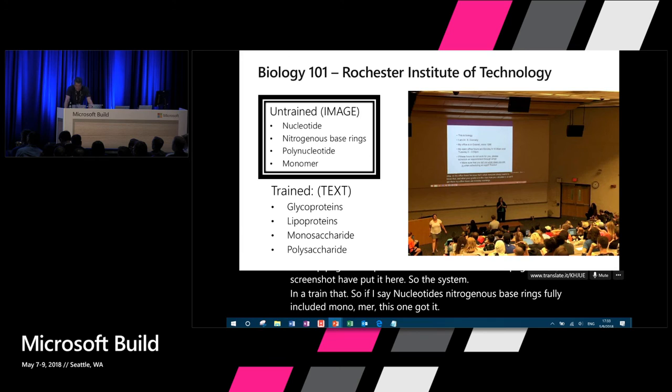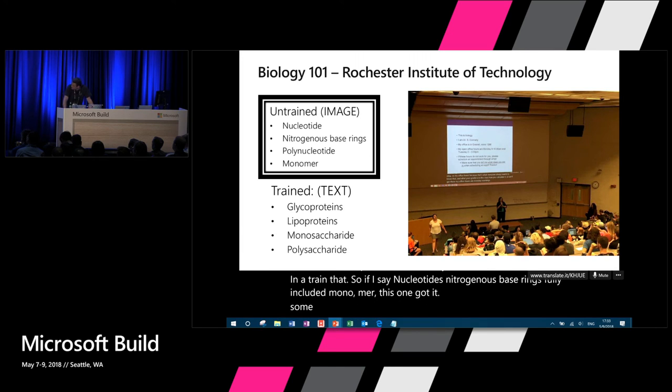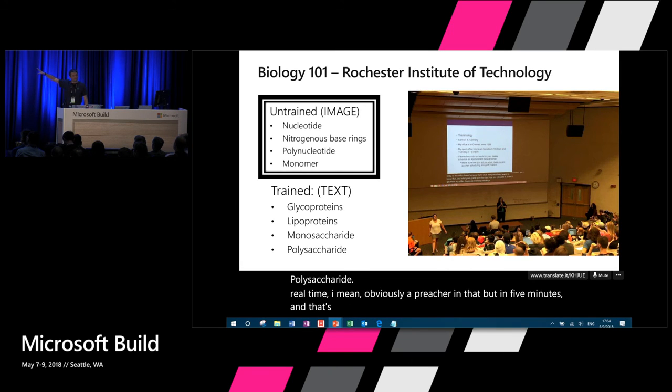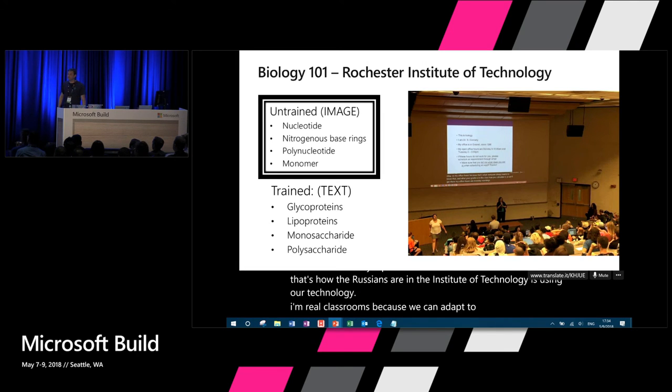It's not great. Now the trained text. Glycoproteins, lipoproteins, monosaccharide, polysaccharide. Real time, I mean, already I pre-trained that, but in 5 minutes. And that's how the Rochester Institute of Technology is using our technology in real classrooms, because we can adapt to the very specific vocabulary that they need.